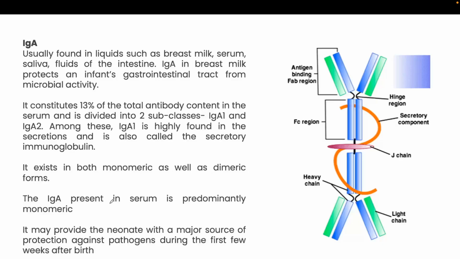IgA is present in the serum predominantly in monomeric form. It may provide the neonate with a major source of protection against pathogens during the first week after birth. Here is the dimer structure of IgA, which is present in the secretory form, whereas in the serum it is present in the monomeric form.